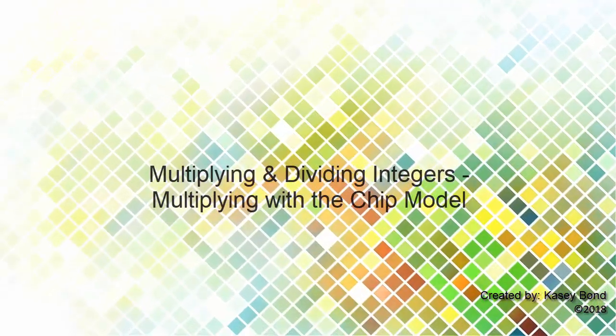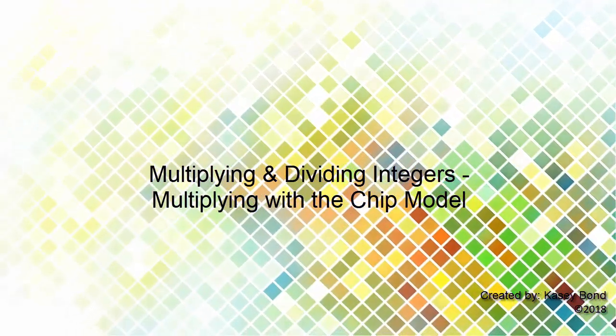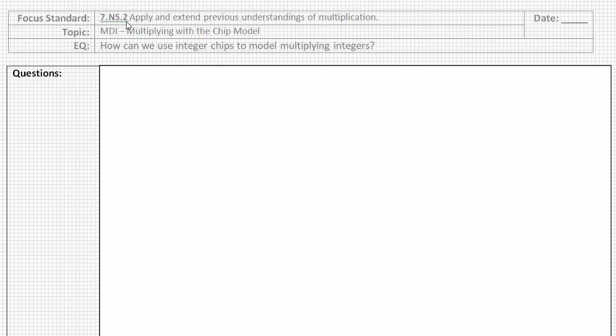For today's lesson, our focus standard comes from grade 7, Number Systems, Standard 2. Apply and extend previous understanding of multiplication. Our topic comes from our unit, Multiplying and Dividing Integers, Multiplying with the Chip Model. Our essential question is, how can we use integer chips to model multiplying integers?